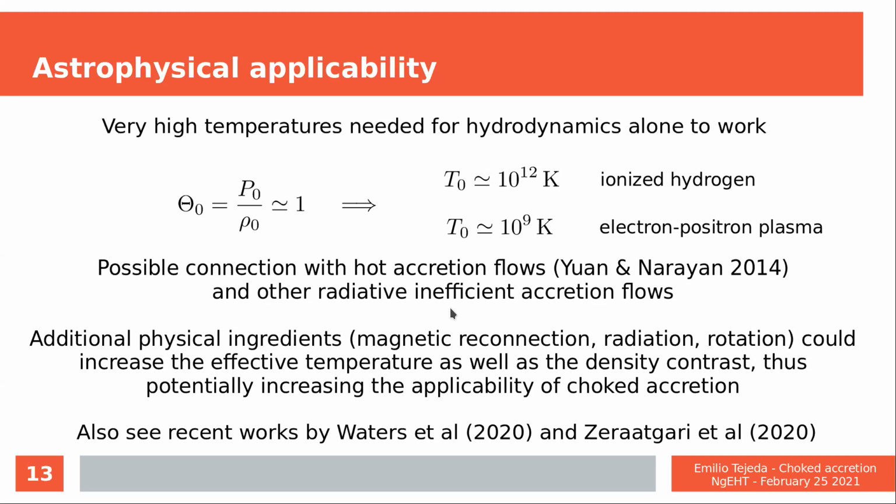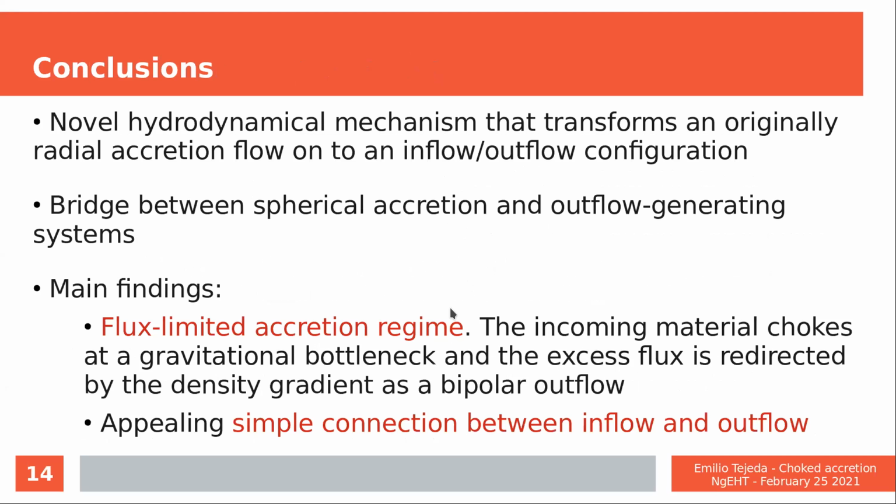We also expect that additional physical ingredients such as the coupling with a radiation field and non-adiabatic effects such as magnetic reconnection and internal shocks might alleviate the temperature restriction and thus improve the applicability of choked accretion. In conclusion, the choked accretion model constitutes a simple hydrodynamical ejection mechanism. It represents a transition bridge between spherical accretion and outflow generating systems.